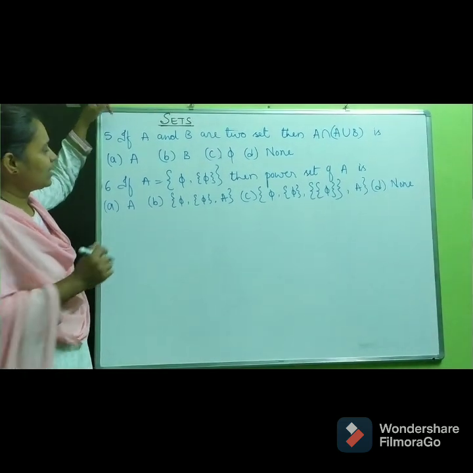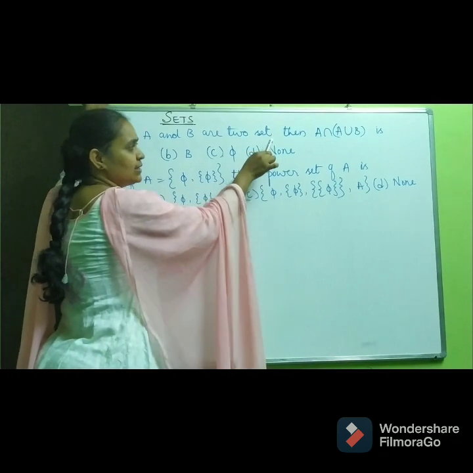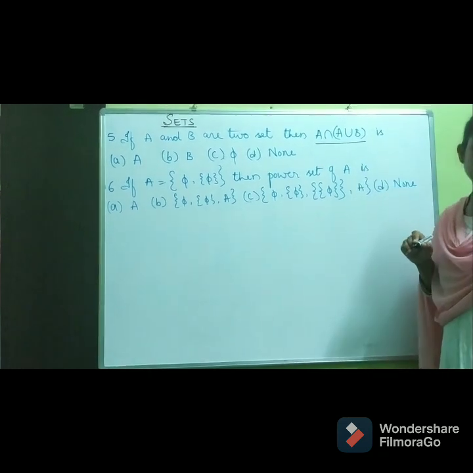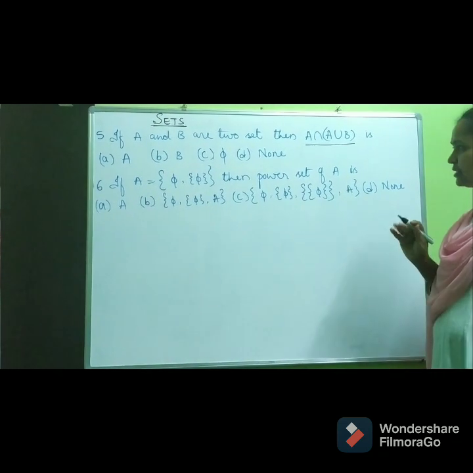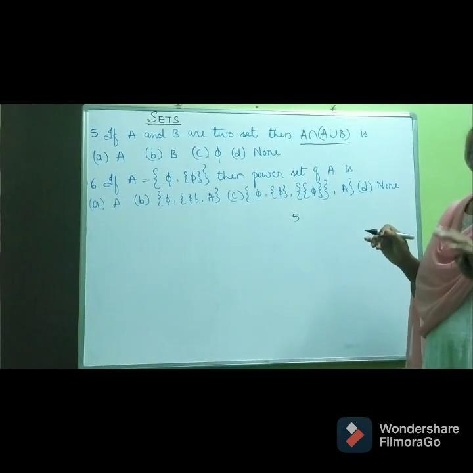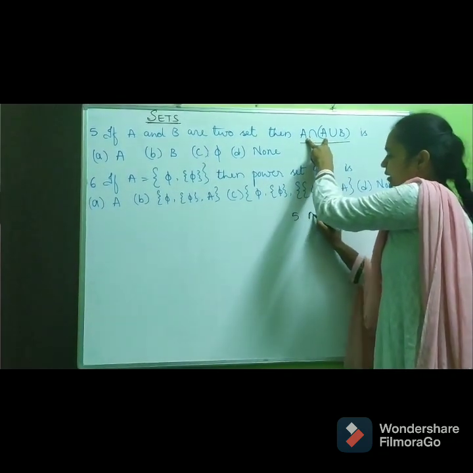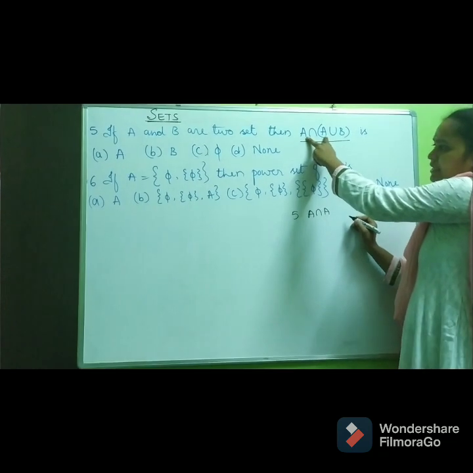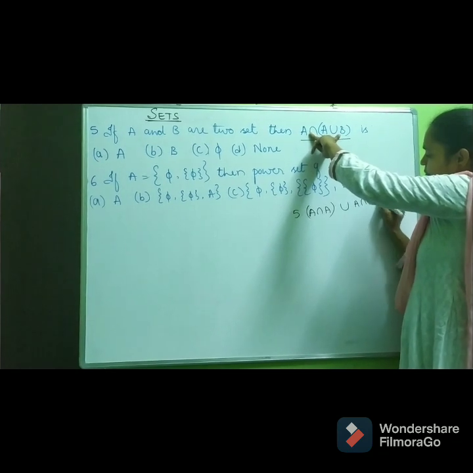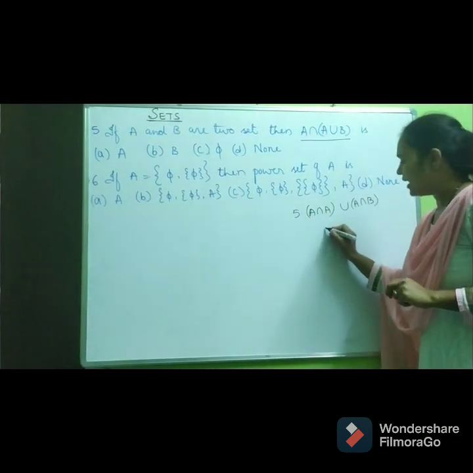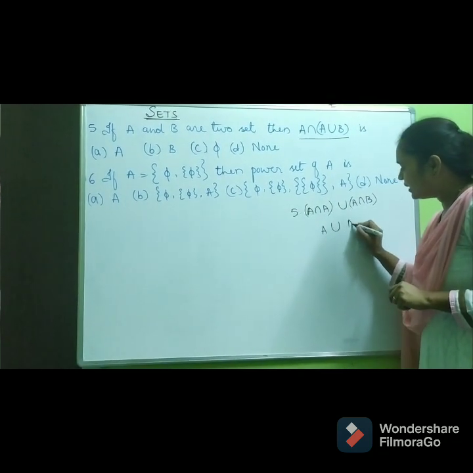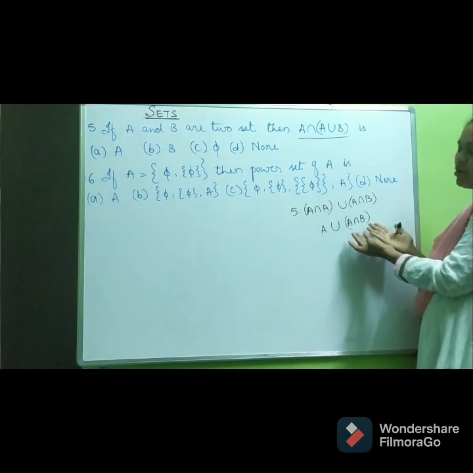Fifth one. If A and B are two sets, then A intersection (A union B) is. It can be solved in two ways. Just look here. I want to apply the distributive law. If I apply the distributive law, you see here, (A intersection A) union (A intersection B). A intersection A is A itself, union A intersection B. Look here, what is going to come?